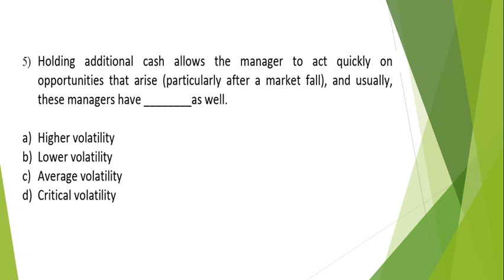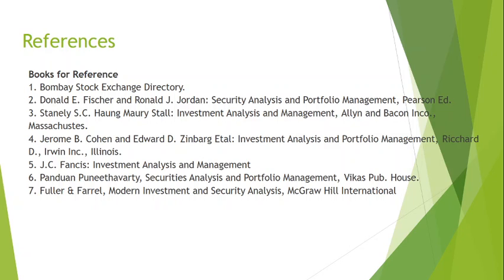The last question says, holding additional cash allows the manager to act quickly on opportunities that arise, particularly after a market fall. And usually these managers have dash as well. The options: higher volatility, lower volatility, average volatility, critical volatility. What could be the answer for this? The answer is lower volatility.